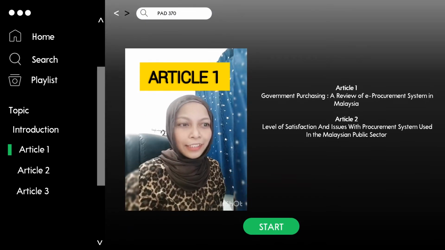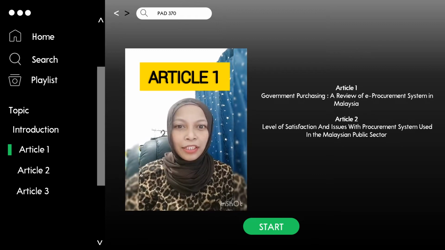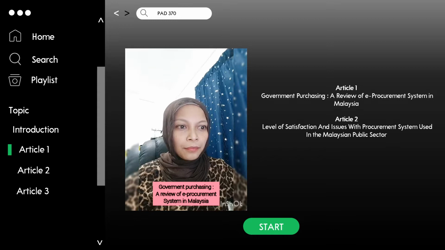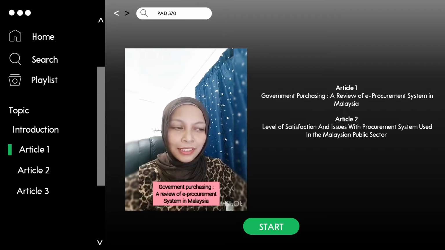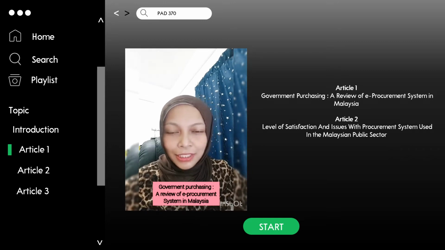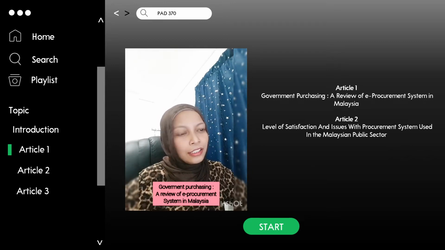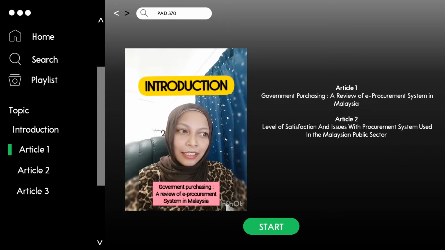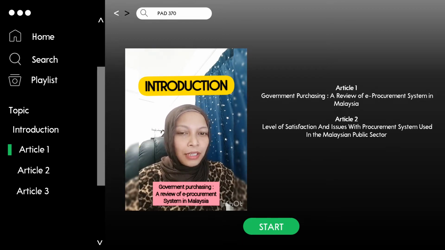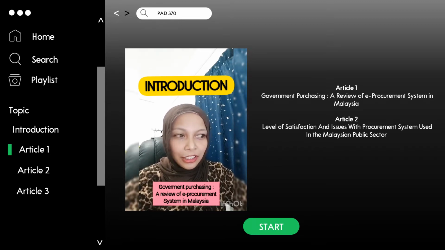Okay, for article 1, I will review an article titled Government Purchasing: a review of e-procurement system in Malaysia, which is e-Perolehan, and was from the authors Maniam Kaliannan, Halimah Awang, and Murali Raman. Okay, for information, the Malaysian government strives to improve the delivery of government service in line with the advancement of information and communication technology (ICT) and the internet to be more systematic.